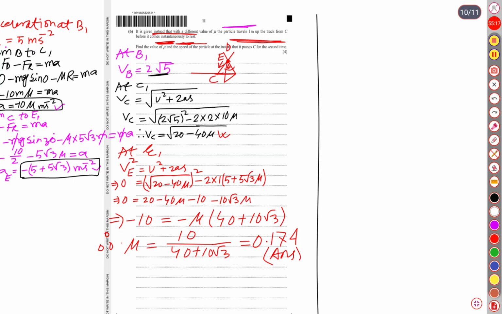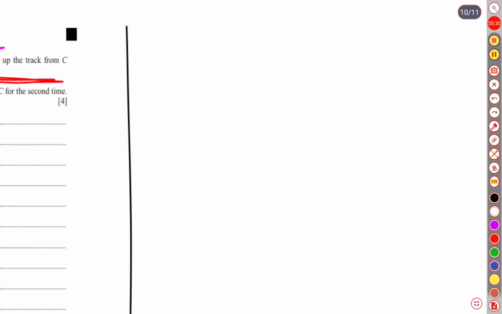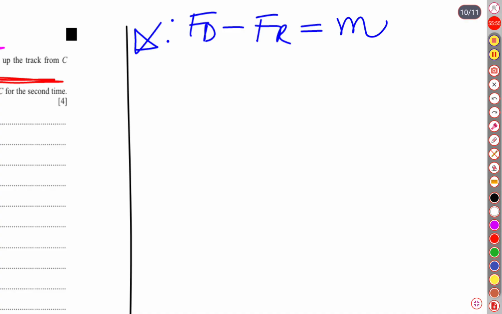We know that acceleration is due to the movement. What is our concept? Driving force minus resistance force. Let us show the direction of the force or motion. It is just moving downward. So our concept is driving force minus resistance force is equal to mass into acceleration.